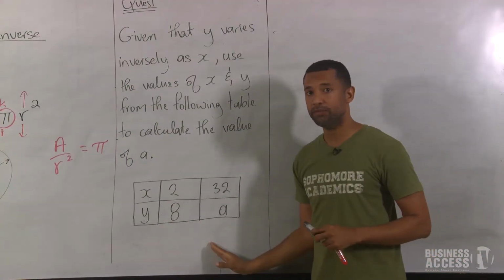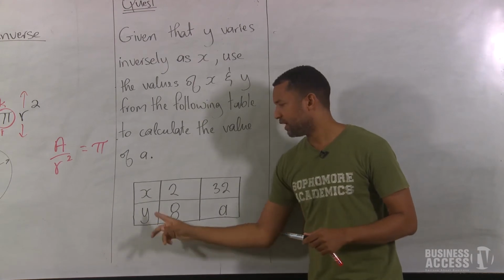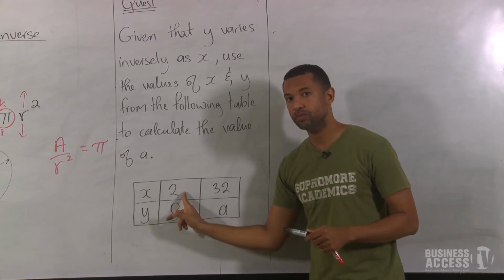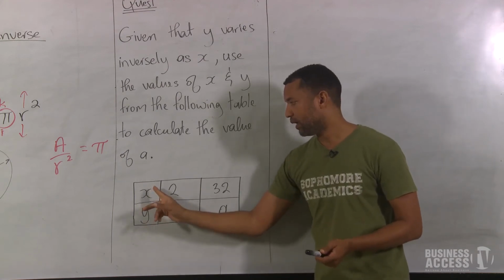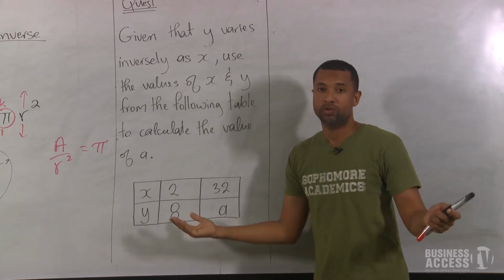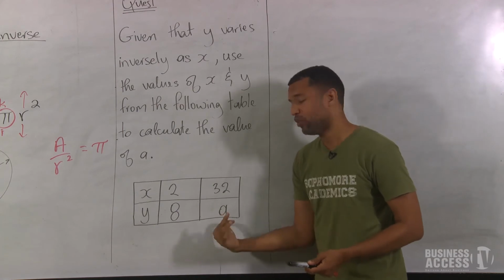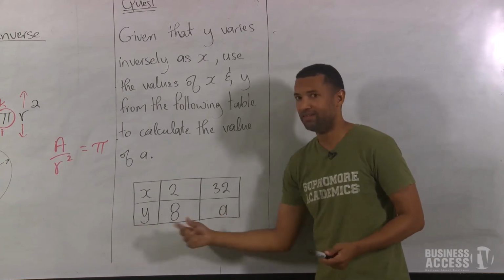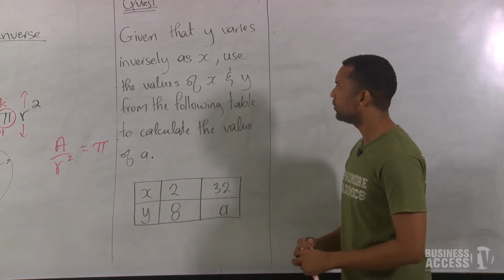So here we have the table. You guys all know how to read a table. This is saying when x is 2, the value of y is 8. And then it is saying that when x is 32, the value of y is, well, they don't know. It's a. So they put something there. We need to find this value of a. So y is a. They don't know what y is, so they just say y is a. All right, so let's go.